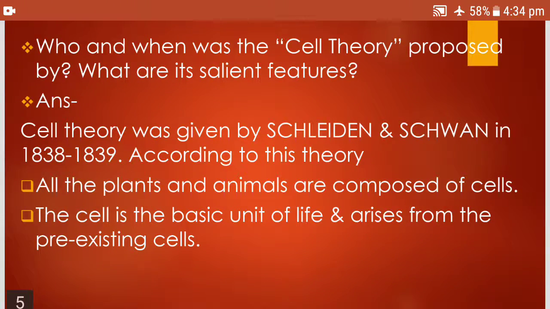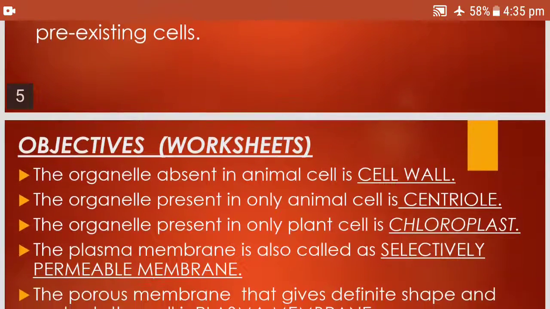Now the last aspect of the lesson: who proposed the cell theory, and when? What are its salient features? Cell theory was given by Schleiden and Schwann in 1838 to 1839. According to this theory, all plants and animals are composed of cells. The cell is the basic unit of life and arises from pre-existing cells. So with this, children, we complete our lesson.